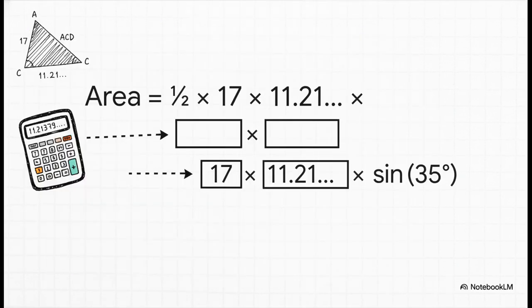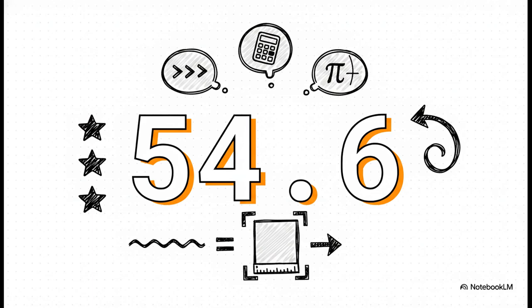So let's do it. It's going to be 1/2 times 17 times, remember that long unrounded number we kept in the calculator for AC? We use that now, times the sine of 35 degrees. You run that through the calculator, and it spits out 54.618 and a bunch of other numbers. Now, the question asks for the answer to 3 significant figures, so we round that off to a nice, clean 54.6. That's our final answer, 54.6 centimeters squared.